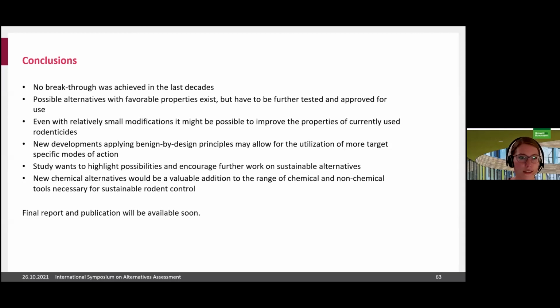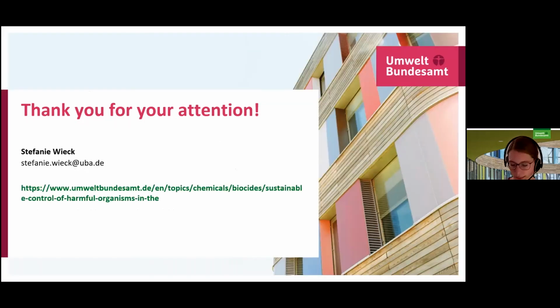We've conducted this study to highlight the possibilities, to show possible approaches to solutions, and to encourage work on sustainable chemical alternatives, because those new chemical alternatives would be very important for the toolbox of chemical and non-chemical rodent control that we would need for the future. And the final report and the publication will hopefully be available soon. So with this, I would like to close, and thank you all for your attention.